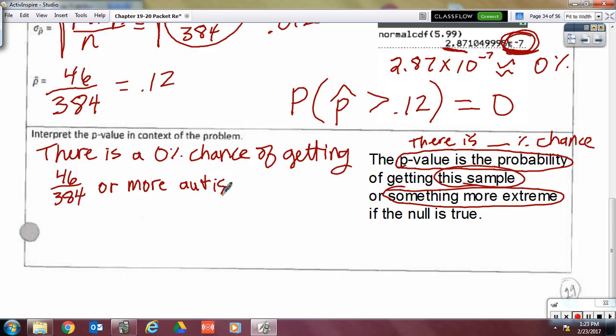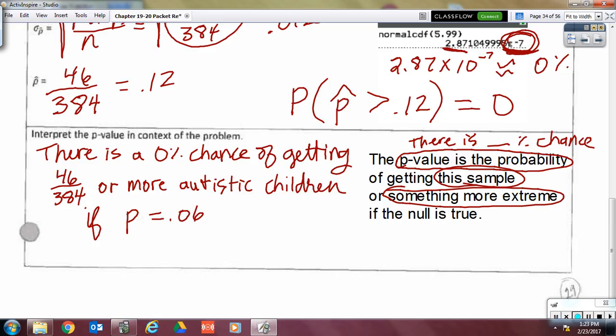autistic children. Okay? So that's what that is. 0% chance of getting this sample or whichever way is more extreme. Okay, now we're almost done. If the null is true. But I'm going to let you put, since you have done such a good job here of putting that sample or more autistic children, you've got context in there, then I'm going to allow you to say if, and the null hypothesis says p equals 0.06.